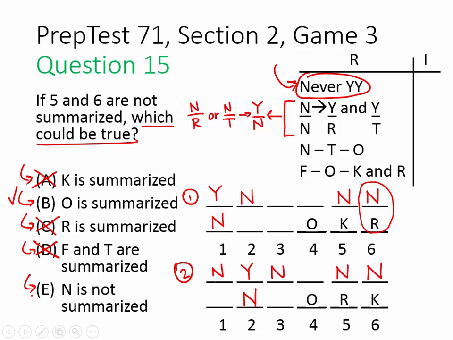And last, N is not summarized. And remember, we triggered this rule, this contrapositive right here, that forced us to say that N is summarized. Therefore, it cannot be true that N is not summarized. And thus, B is in fact the correct answer.